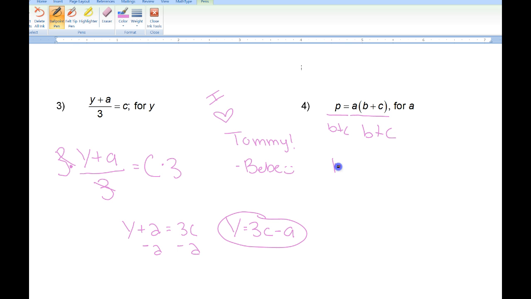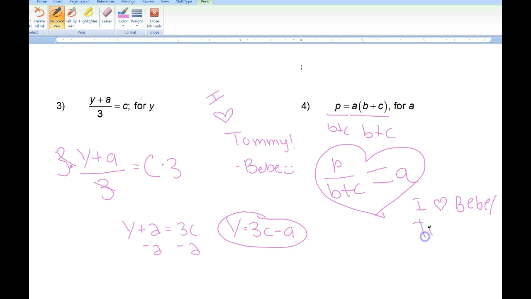Okay, now we're gonna get P, and then these cancel. B plus C cancels here and here. I'm just gonna do that because if I touch it, it moves. Yeah, that's fine, you can just leave it like that. That's all you do. It's P over B plus C. Oh, yeah, okay. Yes.